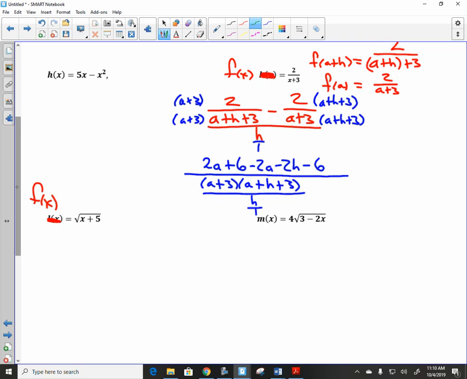What happens? Those cancel. Those cancel. Everything that doesn't have an h cancels. And then you're going to multiply by the reciprocal. When you do, you're going to get an h in the denominator, correct? Yeah. And so we can see that this h cancels off. And so you're left with negative 2 over a plus 3 times a plus h plus 3.